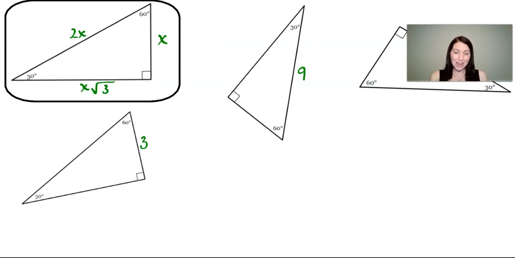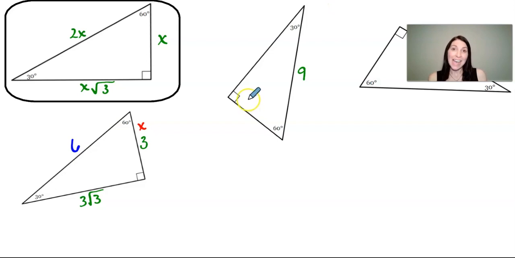Let's look at the first triangle here on the left. We are given the side across from 30, so that means we have been given the x side. So then if I want to fill in the side across from 60, that would be that side times the square root of 3. And then the hypotenuse would be that small side 3 times 2, which is going to be 6.